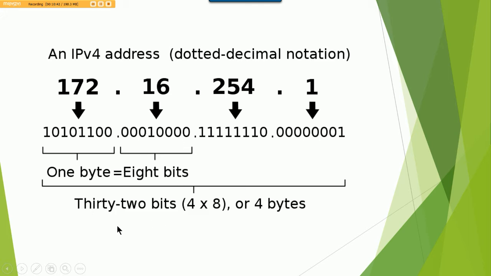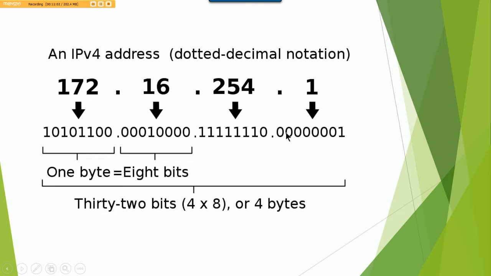Now, this IP address has 32 bits in it, and it has 4 bytes. And each byte has 8 bits. This is what it looks like in decimal, and this is in binary.